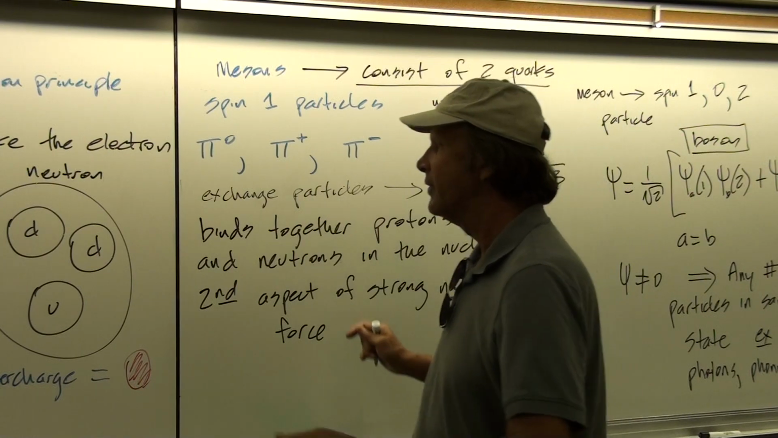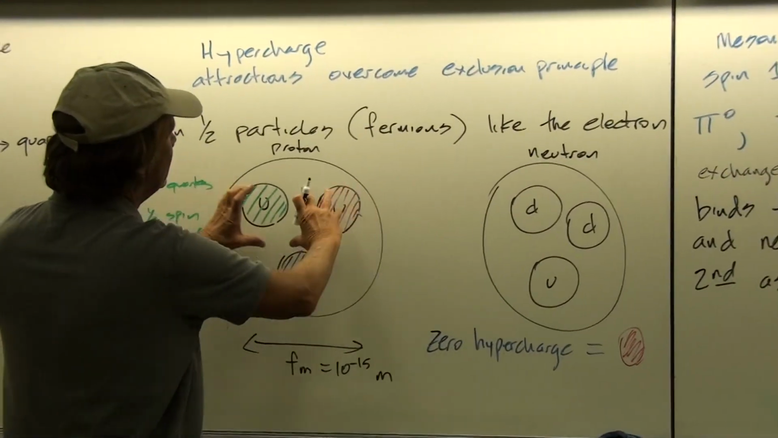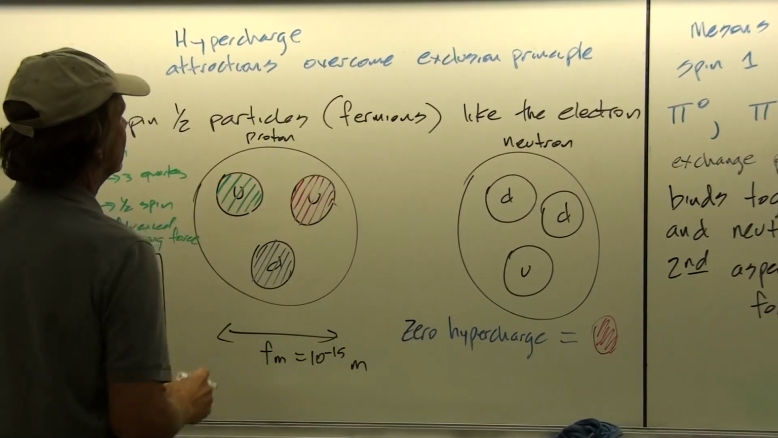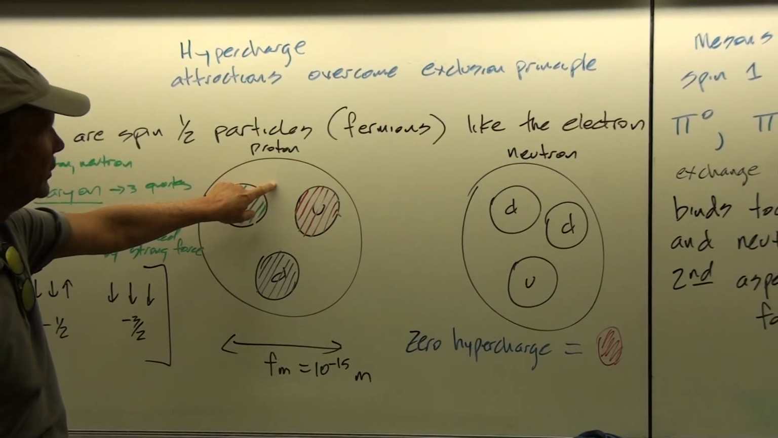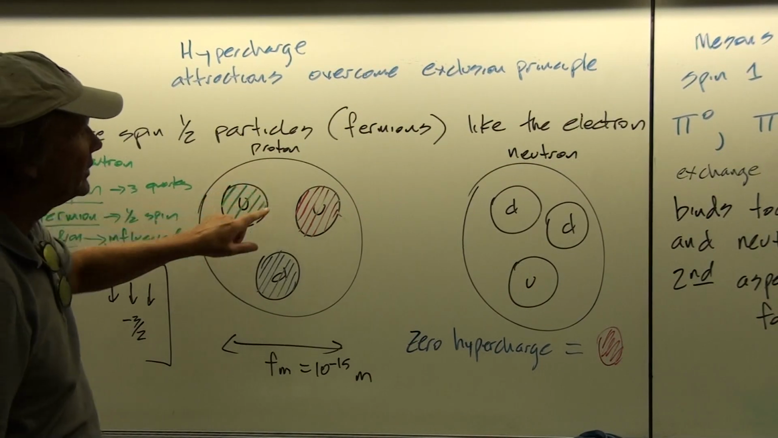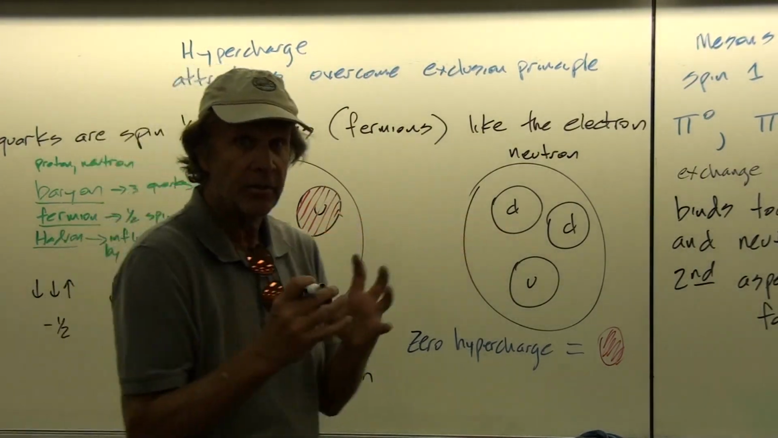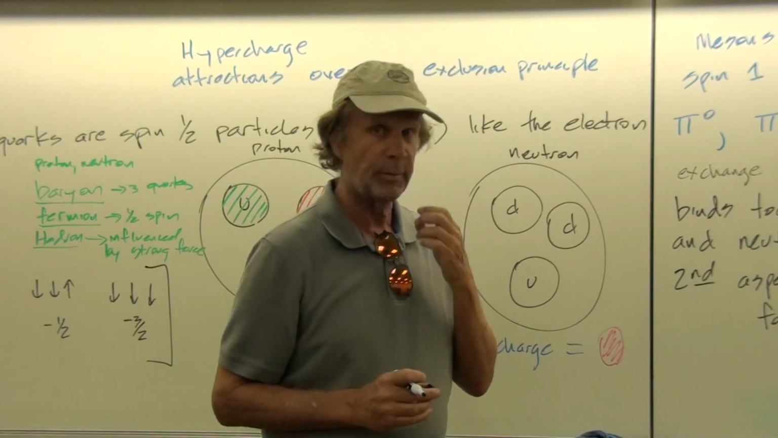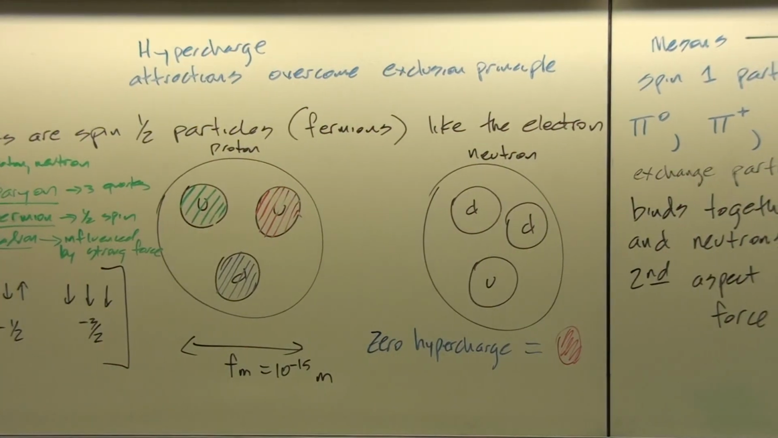Because the first aspect is first you've got to hold the quarks together to create a nucleon, one of these baryons, like a proton or a neutron. Okay? But then you've got to hold the protons and neutrons together in the nucleus too. And it turns out that is an aspect of the strong nuclear force. Let's see how that's done.